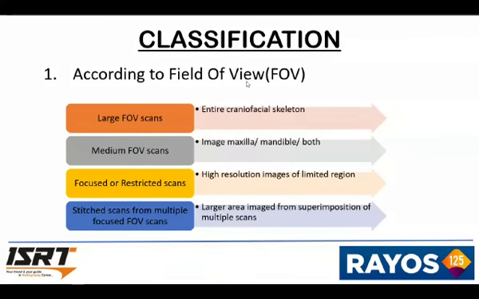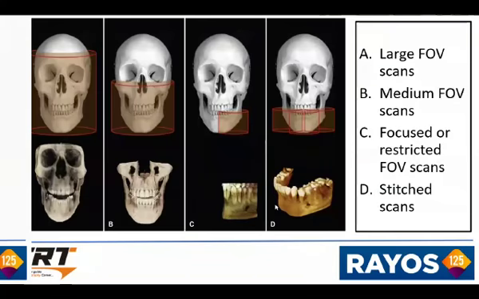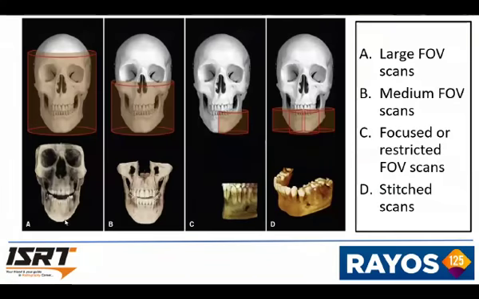So, the classification according to the field of view, FOV. The large FOV scans the entire craniofacial skeleton; the medium FOV images the maxilla and mandible or both; and focused or restricted scans give high resolution images of a limited region. Stitched scans are made from multiple focused FOV scans, producing a larger area image from superimposition of multiple scans. So these are the different types.